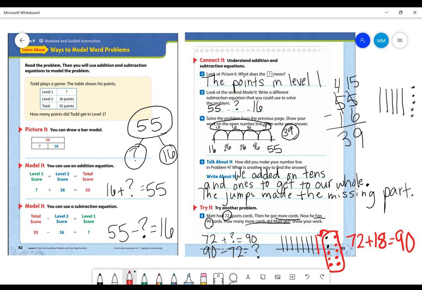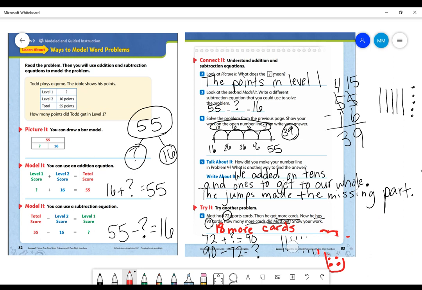So what was our missing part? How many more did Matt get? He got 18 more cards. So I'm going to write 18 more cards. And friends, remember, you can use whatever strategy works best for you. So Miss Mason drew her tens and ones.